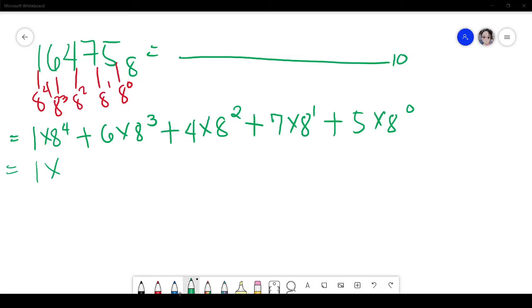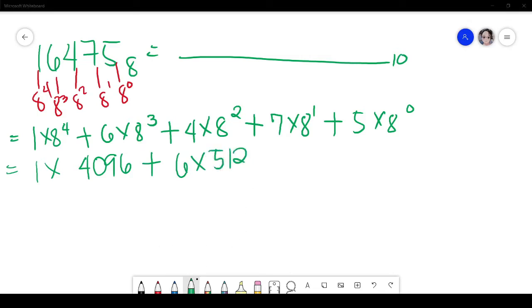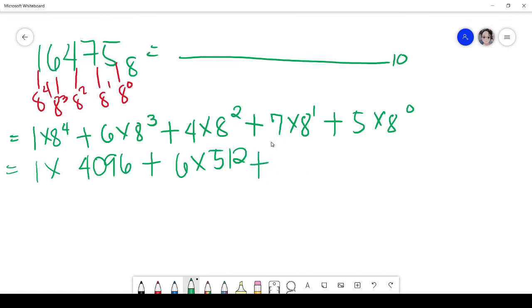We have 4,096. So you can check it in your calculator. Then 6 times, what is 8 times 8 times 8? 512 if I was not mistaken. Let's check. 8 times 8 times 8. Yeah, it's 512. Then 7 times 8, 8 to the power of 1 is 8, times 7, it's 56.